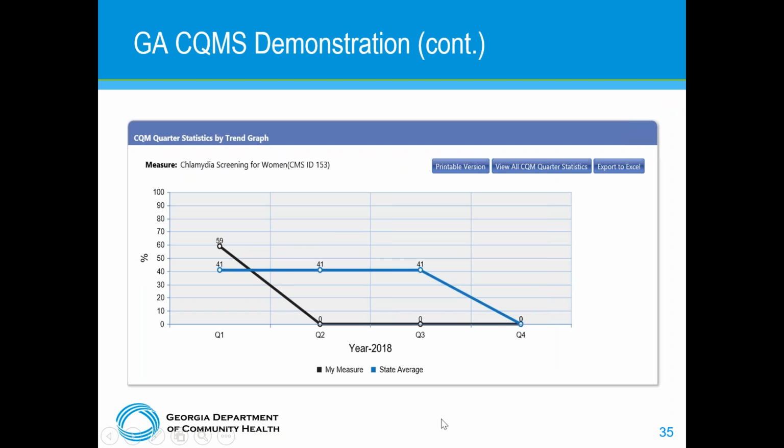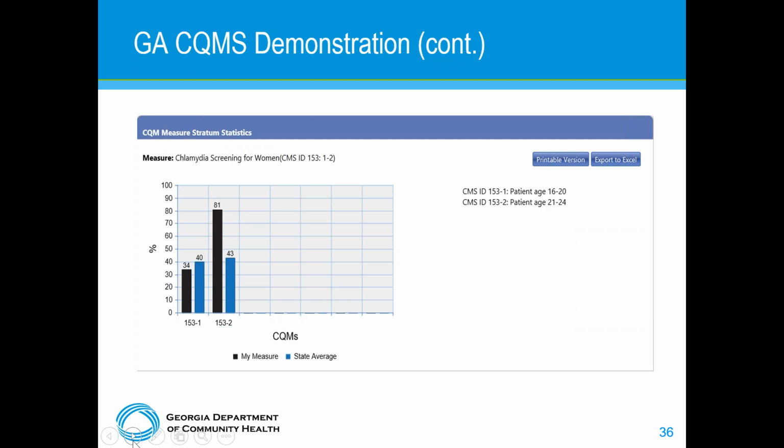And this is the trend graph, which shows you how your data is in comparison to the state average for that specific CQM. Next, you'll see another slide that shows the measure as an example of CMS 153 and the patient age from 16 to 20, as well as the CMS ID for chlamydia, patient age 21 through 24. And you'll see specifically how that stratum statistics measures up.